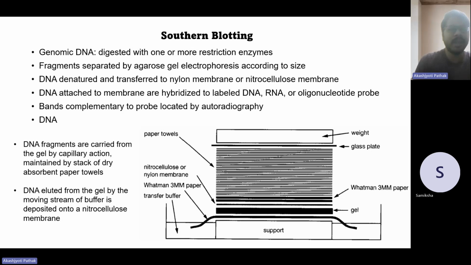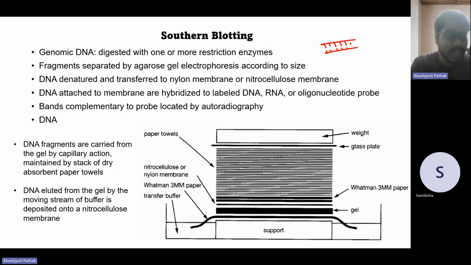So the genomic DNA is digested with one or more restriction enzymes, and the fragments are separated by agarose gel electrophoresis according to size. And then the DNA is denatured. Another thing done here is that you need to denature the DNA, right? Because if you want your DNA to attach to a particular DNA or RNA probe, you have to denature the DNA. So before transferring it to the nylon membrane, the DNA is denatured.